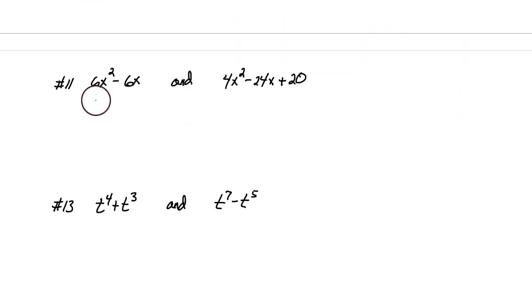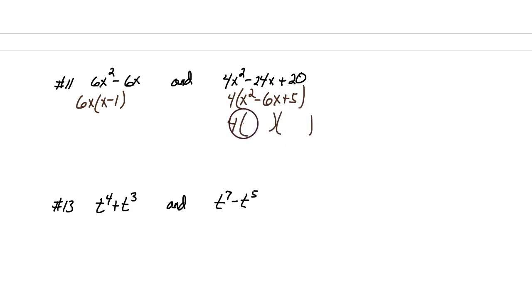Number 11, let's factor these expressions. The first one divides by 6x, leaving x minus 1. This one over here has a GCF of 4, so let's factor out a 4. Now let's factor the trinomial using FOIL. X times x is x squared. Negative 5 times negative 1 makes positive 5, and the negative 5 plus the negative 1 combine to negative 6. Let's do question A and question B.